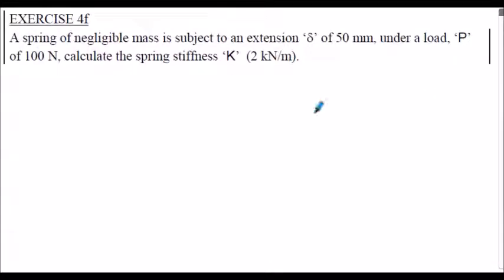Let's consider a few exercises from our notes. Exercise 4F. A spring of negligible mass, so we can ignore the mass from the question, is subject to an extension delta of 50 millimeters, and that's under a load applied P of 100 newtons. We're asked to calculate the spring stiffness K. The answer is shown in the bracket here.